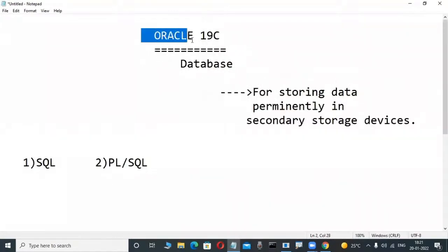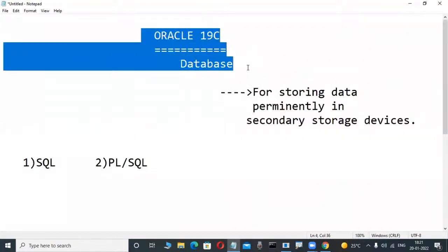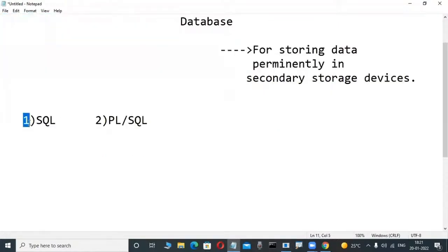Observe here. If you want to operate the Oracle database product in our company or anywhere, which languages are we learning? SQL is one language, Structured Query Language. After SQL, it is better to learn another language also. That is PL/SQL, Procedural Language extension for SQL.